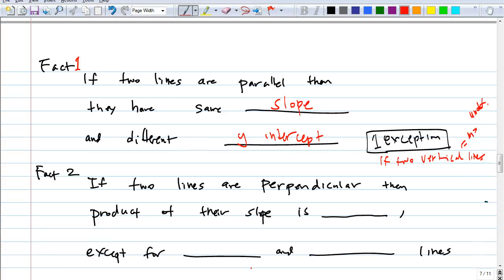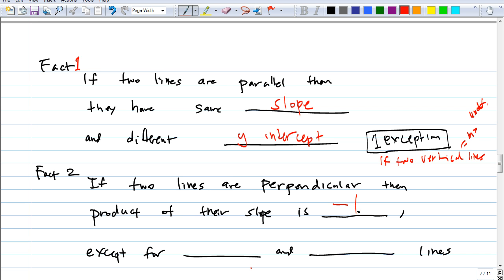So does anybody know what goes in there? And there's an exception for this one too. So if two lines are perpendicular, then the product of their slopes is something, except for something and something lines. Okay, so let's look at the first blank space there. What do you think goes in there? One person, two, three. Gemma? Okay, how many people agree? How many people say one? Raise your hand. Okay, oh. It's not one, actually. It's -1. It's -1, you're right. It's not 1, but -1. You're right the first time.